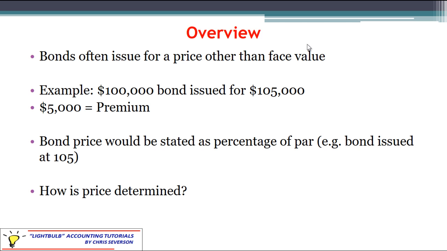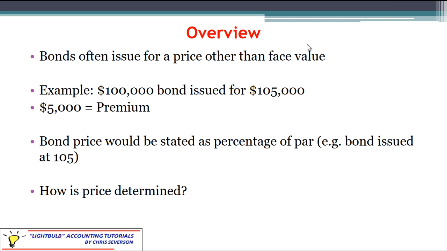Now, the other thing that's important to note is that even though the bondholder is paying $105,000 right now, let's say this was a 10-year bond, what they would actually be getting back at the end of the 10th year is just the $100,000 face value. That's all they would receive back.